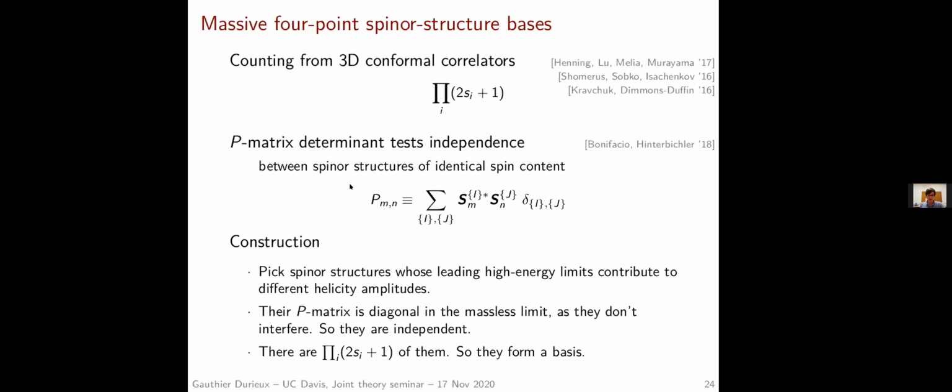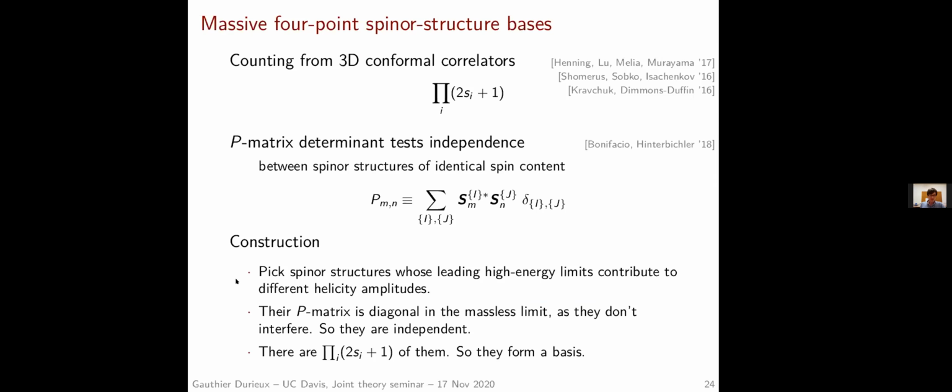And we can construct a matrix from each of those inner products, from all the spinor structures in our set. If the determinant of this matrix vanishes, it means that we have at least one relation between those spinor structures, and so they're not independent. So we can exploit that in an explicit construction.